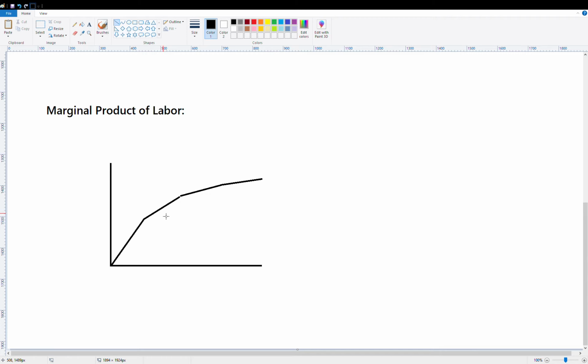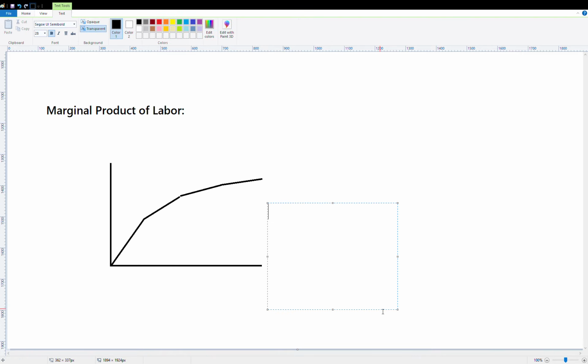I think we did it in a previous unit. So this is the diminishing product of labor.